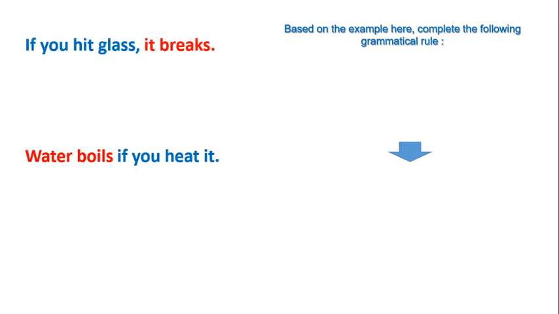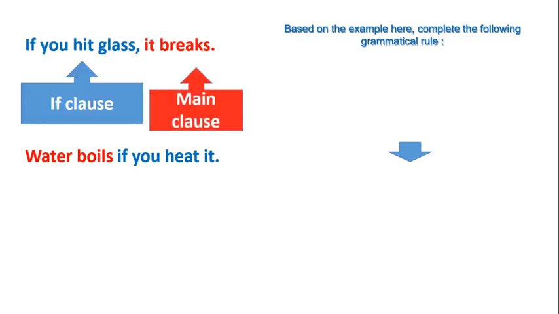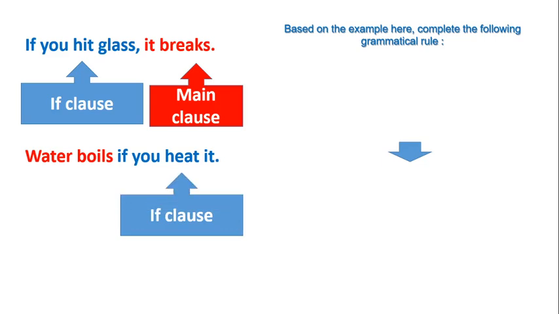Now, if you hit the glass, if clause, this is the one in the blue color, it breaks, this is the main clause. The second example, water balls, if you hit it. So what is water balls? It's the main clause. If you hit it is the if clause. So we have the sentence composed of 2 clauses.